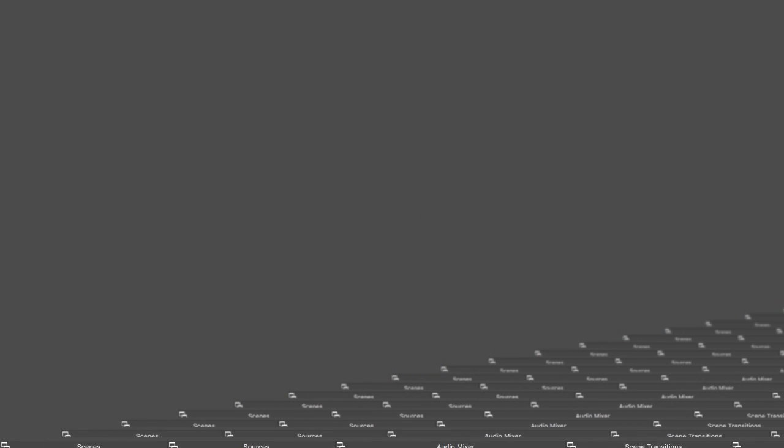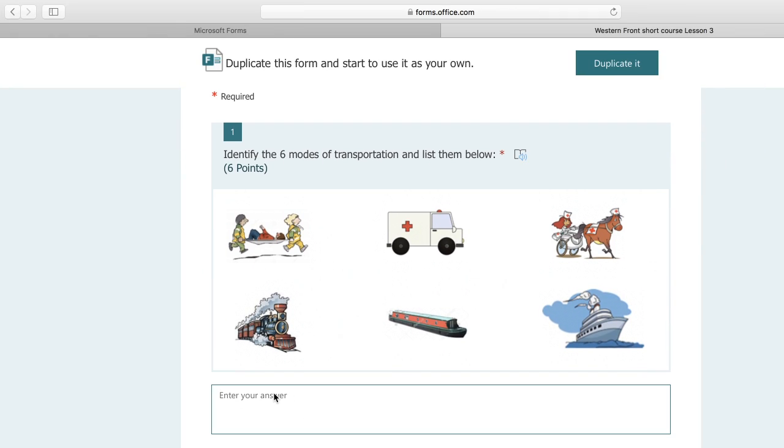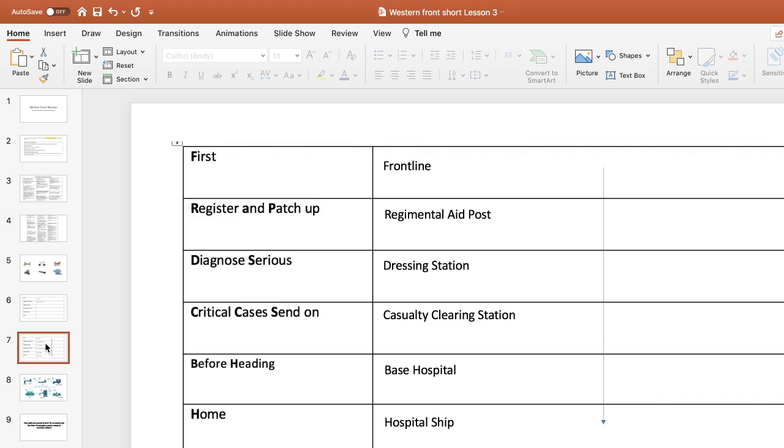So in this case, your 6 images, I would just literally list them. I'll do the first one for you. We know that we can have stretcher bearers. And as you go through the chain of evacuation, you should be thinking, well, what would happen? What is able to happen given the limitations?